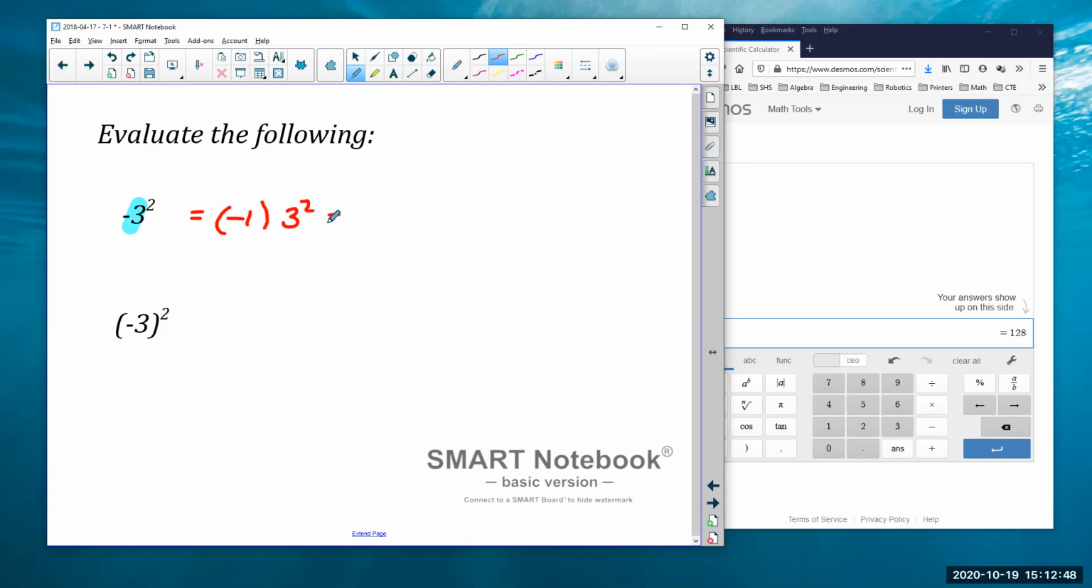Okay, so in this case, I do order of operations, and I do the squared first. So 3 squared is 9, and then times -1 gives me -9. Now, this example down here is much clearer because it says I want to take everything inside the parentheses and square it. So this is (-3) squared. It's negative times 3 times negative times 3. Negative times negative gives me positive, and 3 times 3 gives me 9. So I get positive 9.